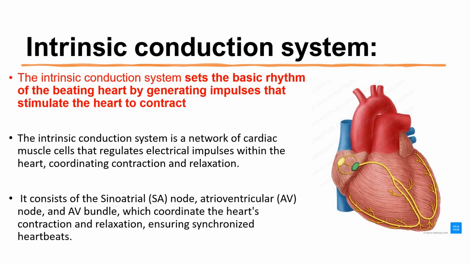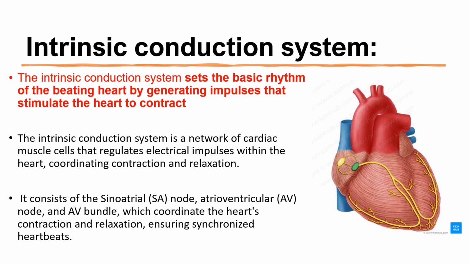The electrical impulses generated by the sinoatrial node, this here, will spread throughout the atria, causing them to contract and pump the blood into the ventricles. Now, this whole procedure is to allow for the heart to pump blood to the rest of the body. So first off, the sinoatrial node generates electrical impulses. These impulses will spread throughout the atria, causing them to contract and pump the blood into the ventricles.